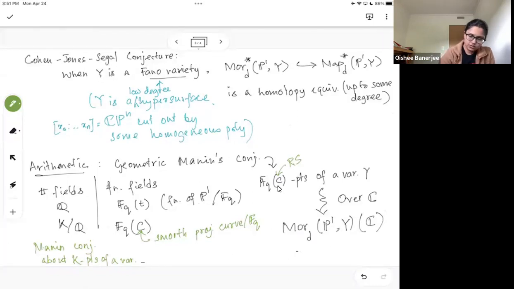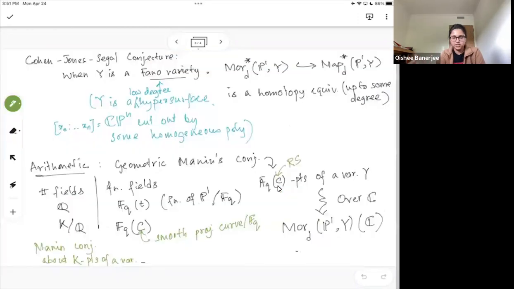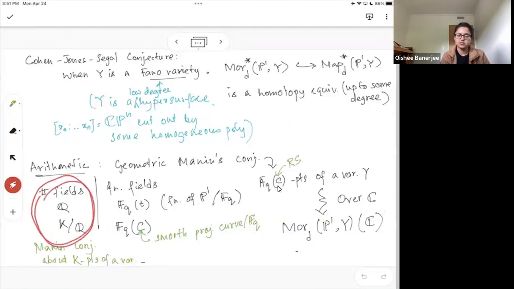So now what we do is, on the topology side, the positive results are these homotopy equivalences up to a degree. On the arithmetic side, the number field cases have been much considered by people like Peter Sarnak, Yuri Tschinkel, and others. This is not our focus.